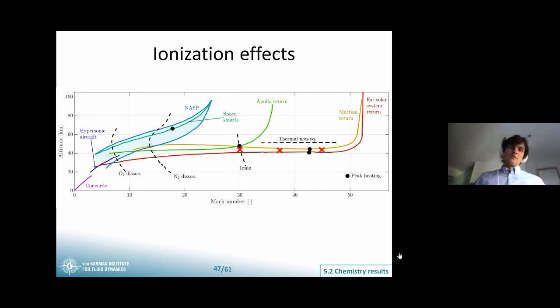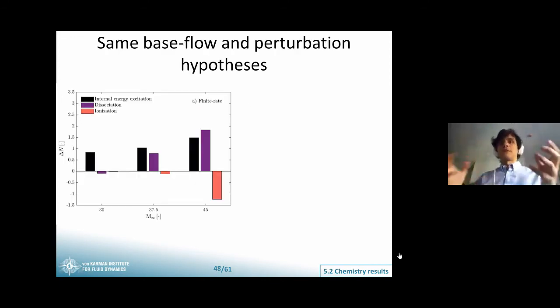So what we did is we performed e^N studies on each of these cases, and then by taking a single streamwise location and by comparing the results with the different flow assumptions, we could build these sort of instability budgets, let's say, associated to the different physical phenomena.